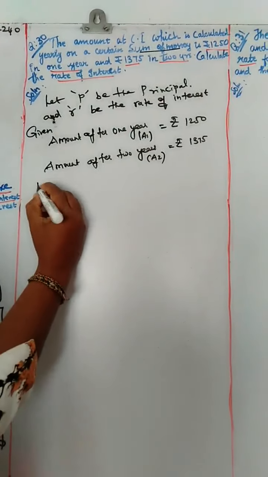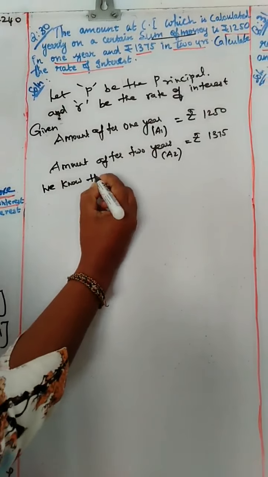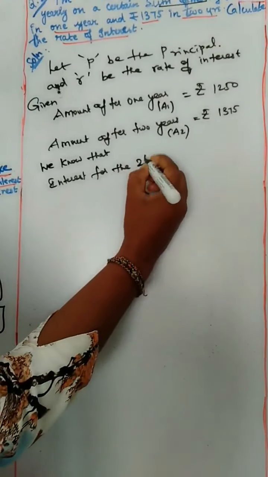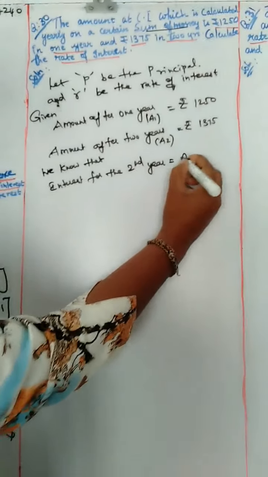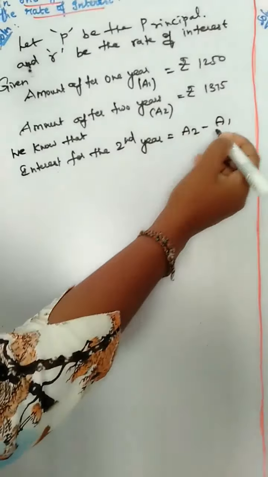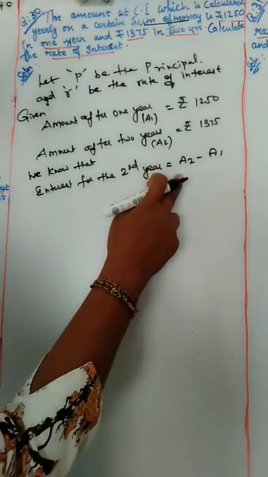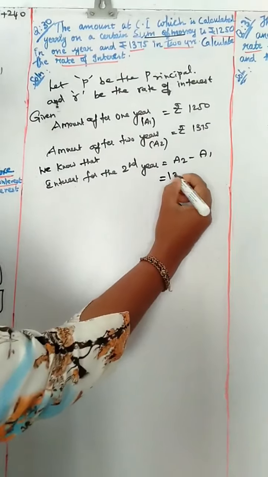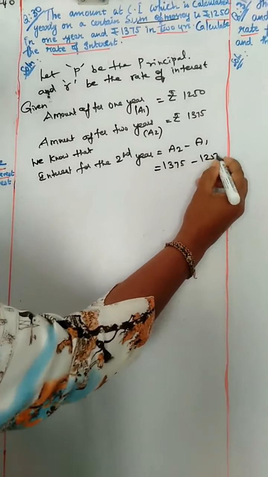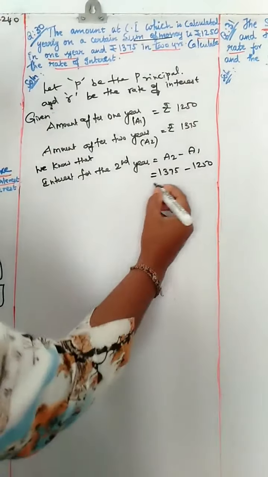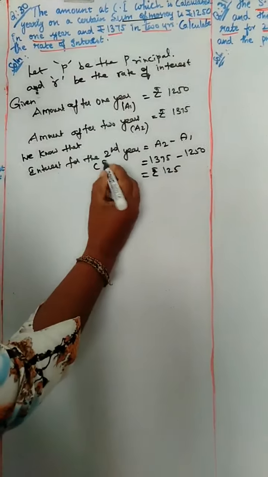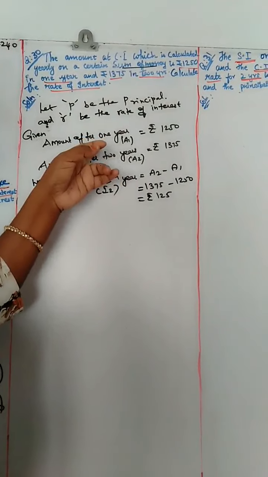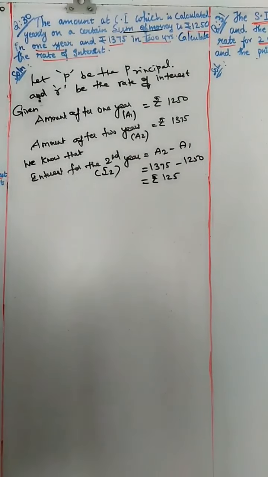Okay. We know that interest for the second year equals amount after 2 years minus amount after 1 year. That is A2 minus A1, which is equal to 1,375 minus 1,250, right? So which is equal to rupees 125. That is, this is I2. Interest for the second year is the difference of the amount of the second year and the amount of the first year, which is equal to 125, right?